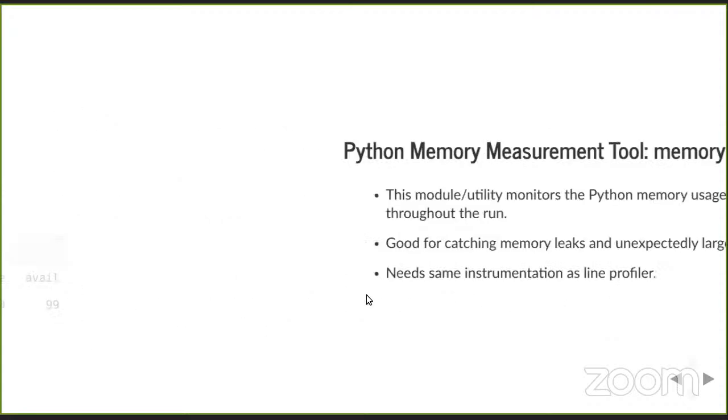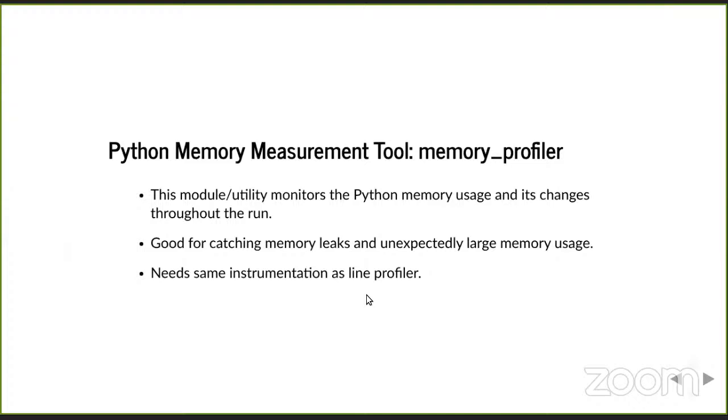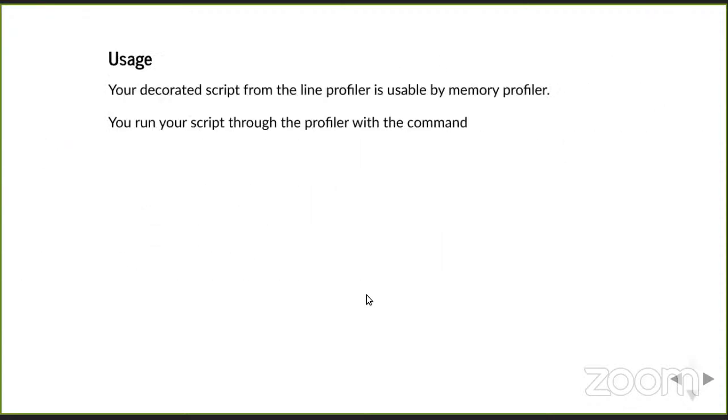But if you now want it line by line for your Python, you can do something very similar to line profiler, and it's called memory profiler. And that can be very useful to catch unexpectedly large memory usage. So you need the same instrumentation as a line profiler. So if it's a script, you have to put a profile in it. So we already did that for our commands.